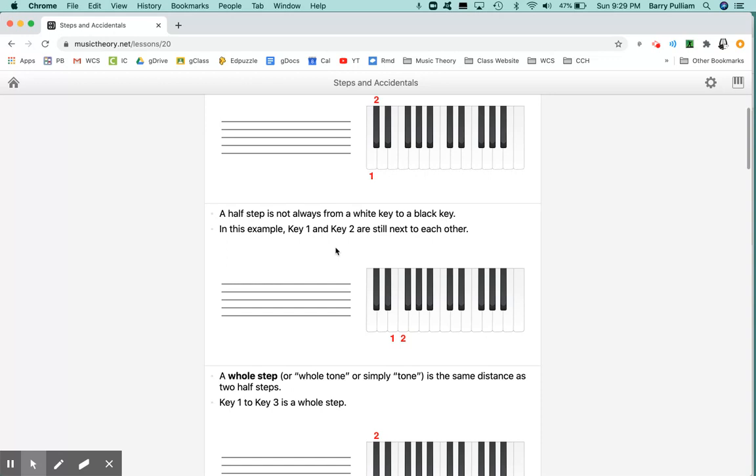Half step is not always a white key to a black key. That's what I just said. From here to here, from there to there is one half step. Next week, we'll get into some ear training, and we're just going to learn what half steps and whole steps sound like.